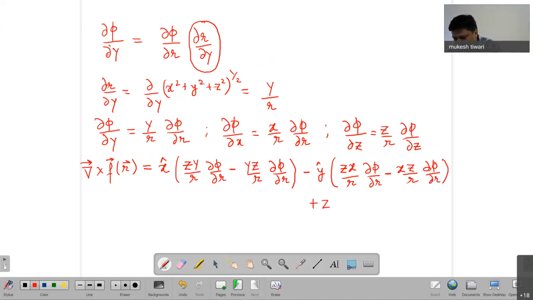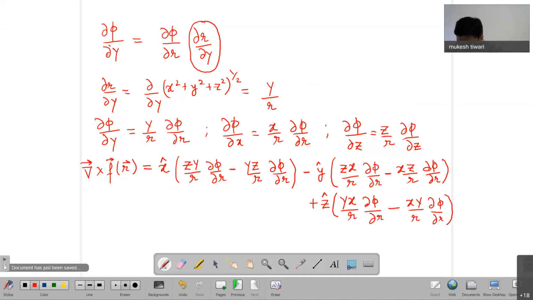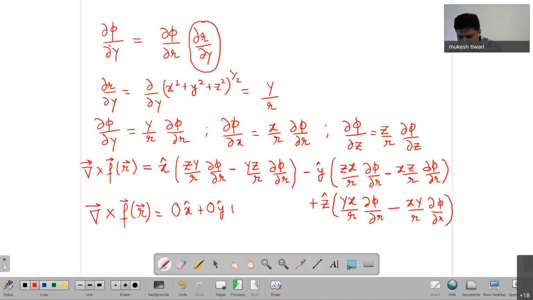And then finally the last component, which is along the z direction. The first term is the derivative with respect to x of y phi. So y comes out, x over r. And then the last term is the derivative with respect to y, you have x phi. So x phi over r. And immediately you realize that all the terms within the parenthesis, component wise, cancel out each other. So you immediately observe that the curl is equal to 0 along the x direction, plus 0 along the y direction, plus 0 along the z direction, and you can write it as a 0 vector.